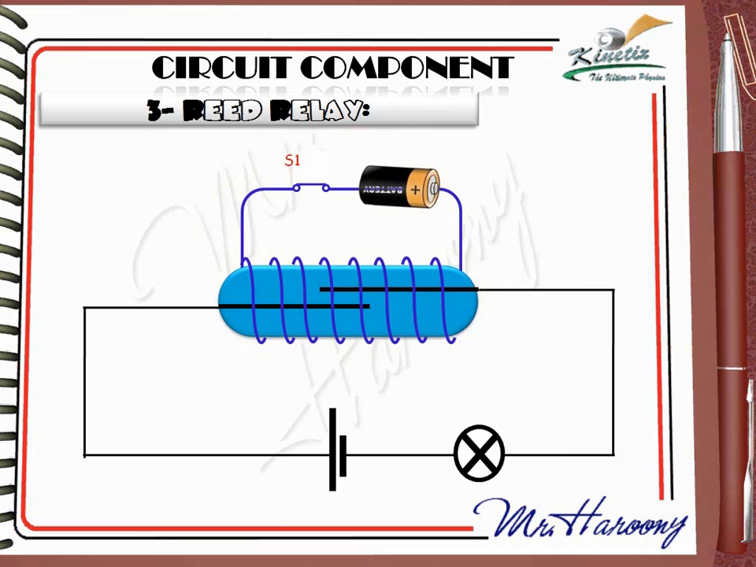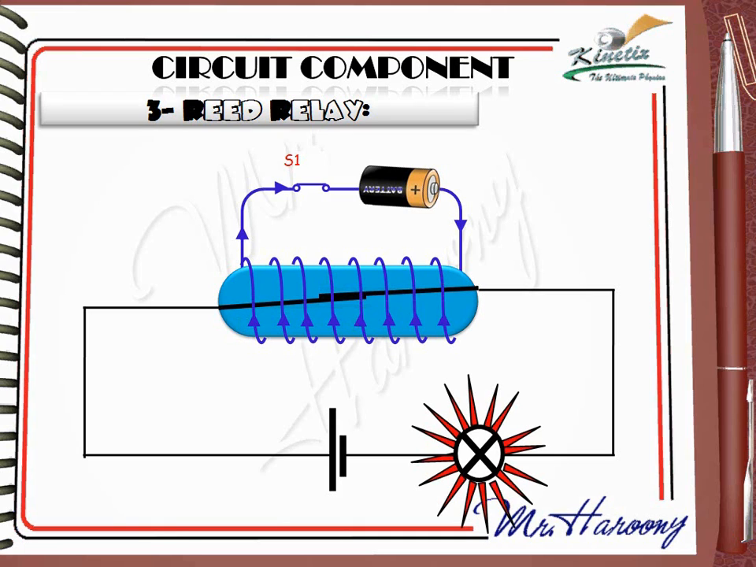If we close switch S1, current flows in the coil and magnetizes the iron reeds. Iron reeds attract, current flows in the main circuit, and the bulb will light. In this way we can control a big circuit by another smaller one, which acts as a switch for the bigger circuit.